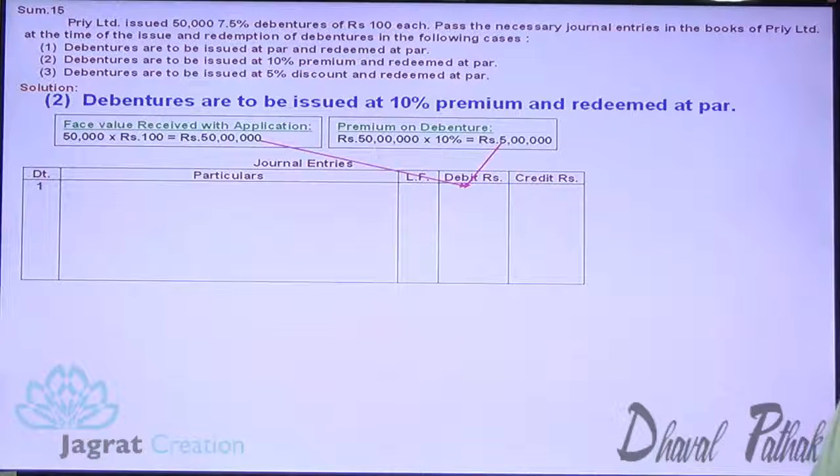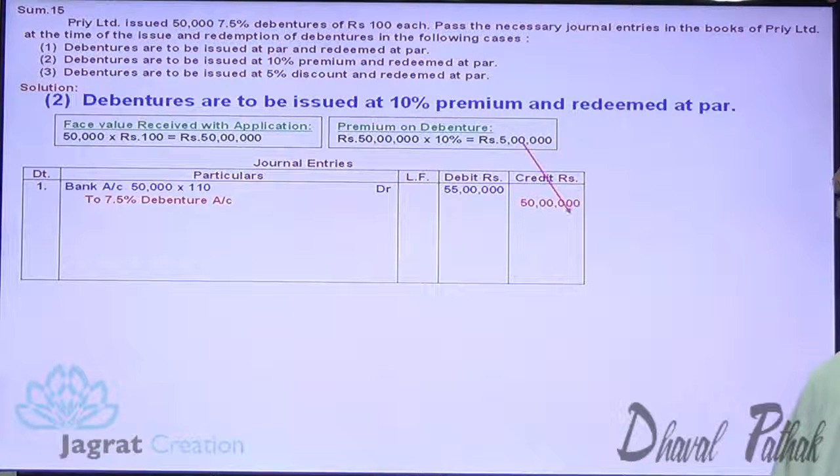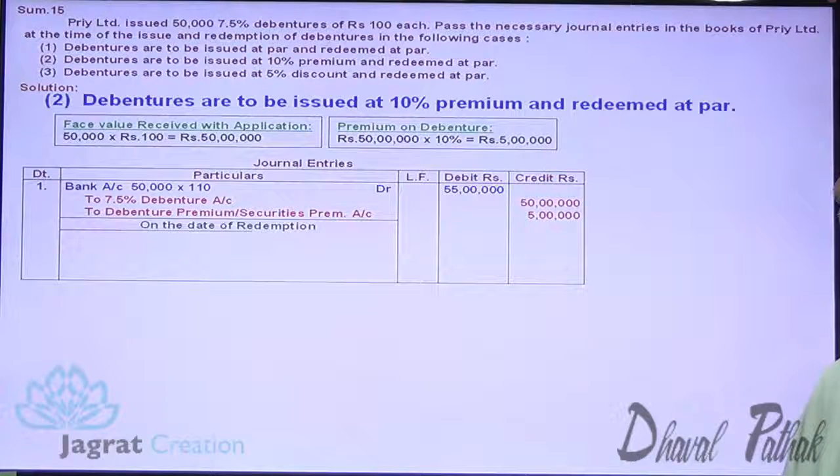Bank account debit 55 lakhs, to 7.5% debentures account credit 50 lakhs, to debenture premium or security premium account credit 5 lakhs.